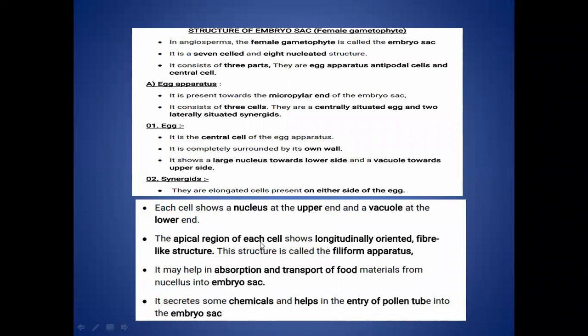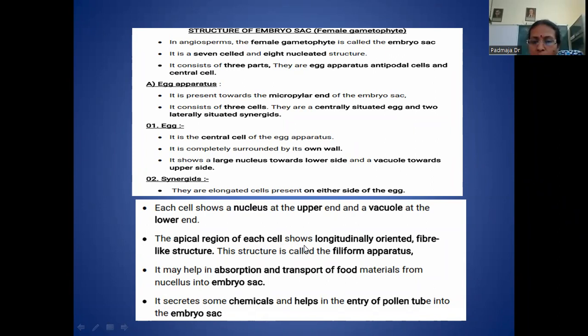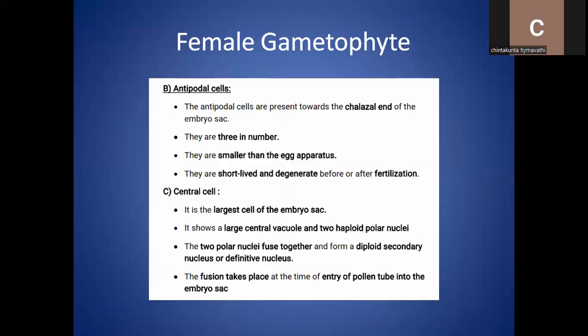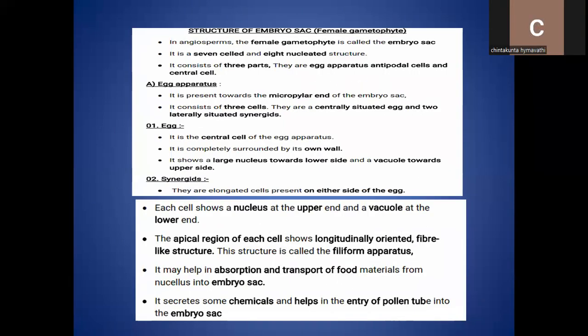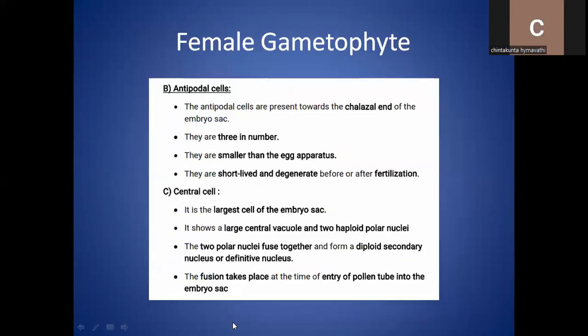And the apical region of each cell shows longitudinally oriented fiber-like structures. These structures are called the filiform apparatus. They are finger-like projections seen in the synergids. It may help in the absorption and transport of food materials from the nucellus to the embryo sac, and some special chemicals, and helps in the entry of the pollen tube into the embryo sac.